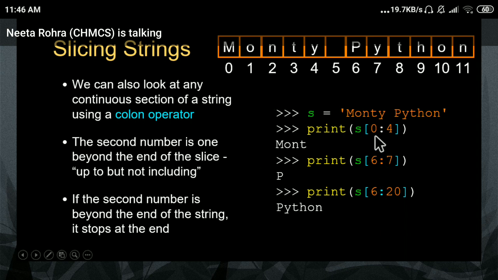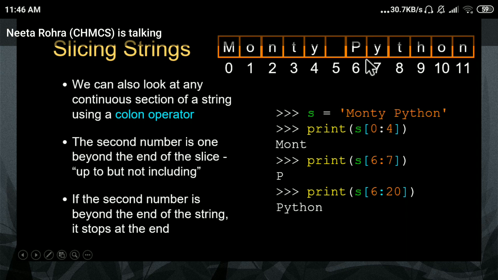So the first value prior to your colon is the starting value, from which index you want to start. That is 0. Fourth is till how many next positions you want to print. So 0 will be printed first, second, third, fourth. So it will stop till here, 1 less than this. Similarly, when it is 6, it will start from P. It has to stop before 7, 1 less than this. So it will print only 6.